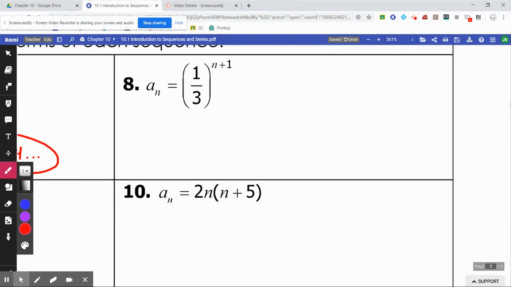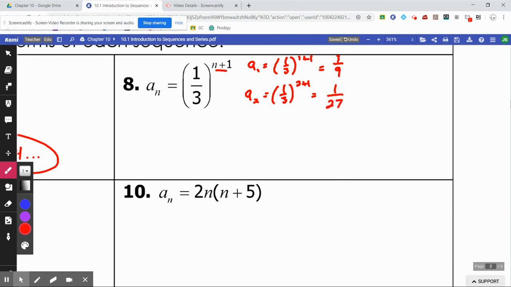Number 8. Again, what if I needed the 100th term? You plug in 100 there. That's it. So let's go ahead and find the first 5 terms. A of 1 would be 1/3 raised to the 1 plus 1 power. That's going to be 1/3 to the second power, which is 1/9. Find A of 2. We're going to do 1/3 raised to the 2 plus 1 power, which will be 1/3 to the third, which is 1/3 times 1/3 times 1/3, which is 1/27.